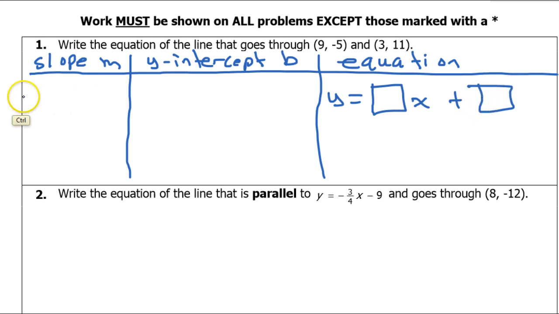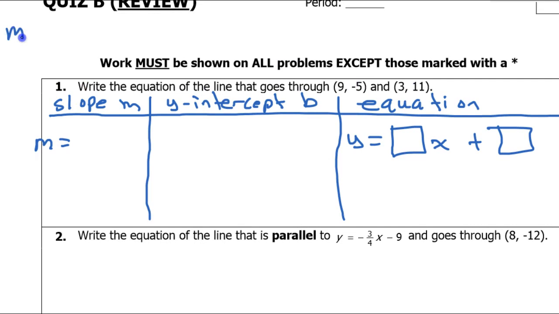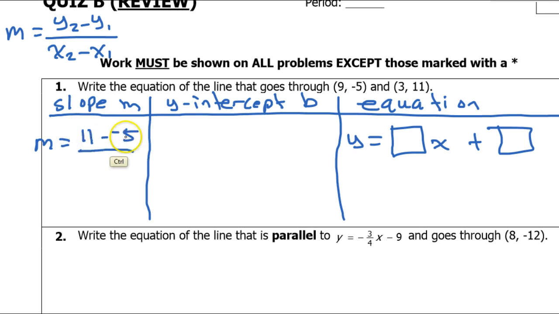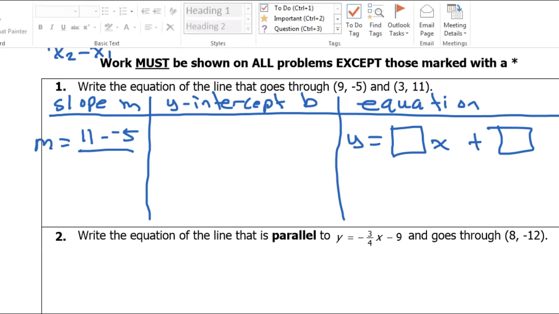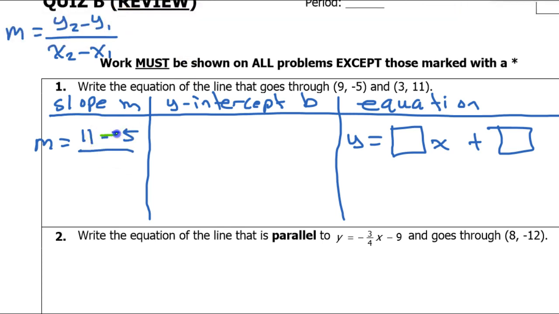So first I need to calculate the slope. The slope is y2 minus y1 over x2 minus x1. So maybe I'll put that up here. Slope is y minus y over x minus x. So that's what I'm about to do. So y minus y, that's going to be 11 minus negative 5. Notice the double negative. It's not 11 minus 5, it's 11 minus negative 5. When you have minus a negative, it's addition. So I will probably come right through here and replace this minus minus with a big old plus.